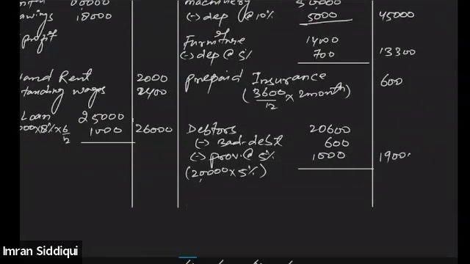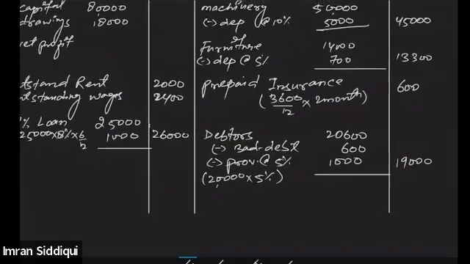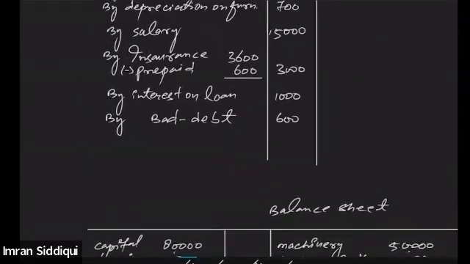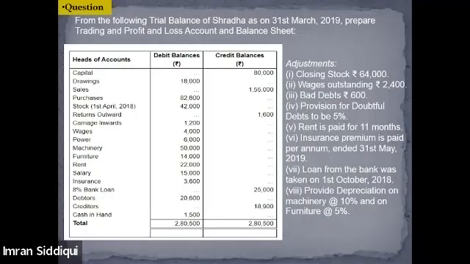It's 19,000. And yeah, because provision is also taken from the adjustment, we'll need to record that in the profit and loss account section as well, by provision for doubtful debt, which is 1,000. Is that clear, everybody? Yes.